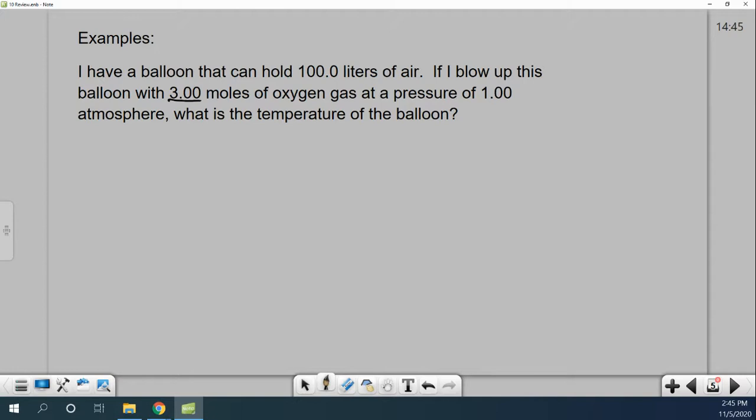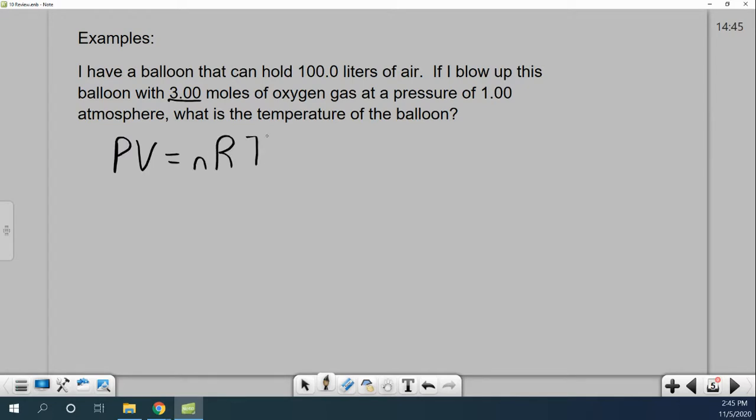How do I make gas expand? I increase the temperature. So before I even start, I know my temperature is probably going to be well above room temperature. It's going to have to be hot. So I'm probably looking at a hot air balloon. 100 liter balloon. That makes sense. So I should have a very high temperature when I'm done. Let's take a look, see what I got.